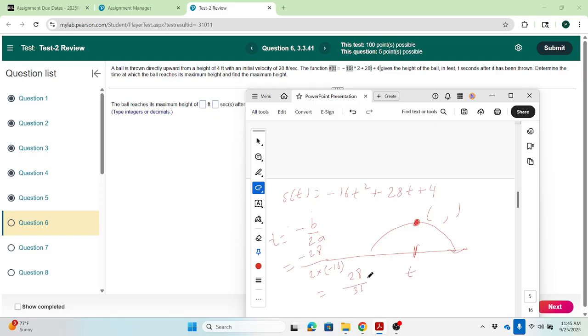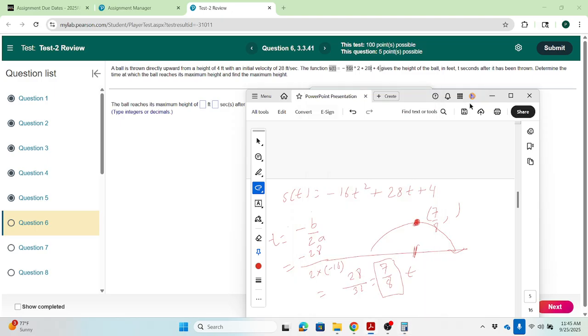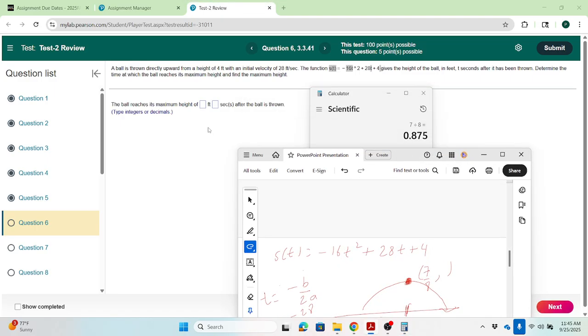Negative times negative is positive. If you simplify that, 7 divided by 8, that's the time when the ball reaches the maximum height. So type integer or decimal. 7/8 is not an integer or decimal, so we're going to use a calculator. 0.875 is the time the ball reaches its maximum height.